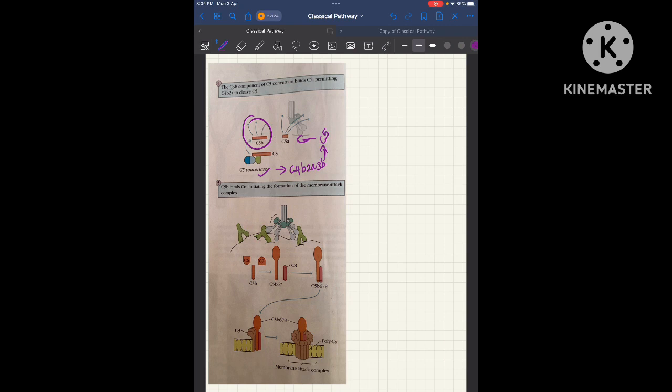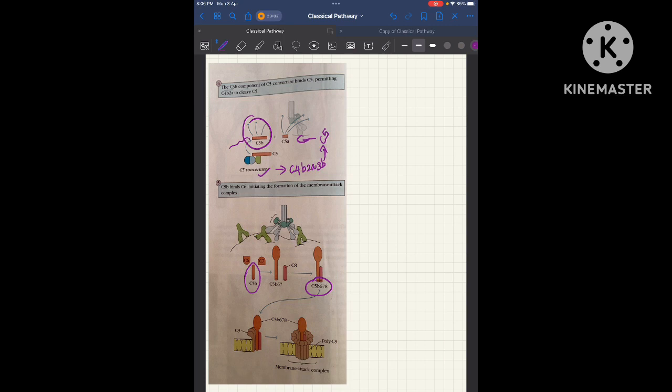C5B also exposes its membrane binding region and it binds to the surface of the membrane. Okay, it is inserted into the surface of the membrane. Once C5B is inserted, it acts as a binding site for the other complement components like C6, C7, C8 and all.